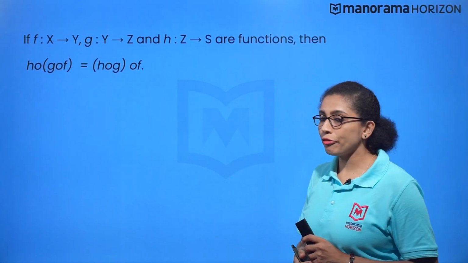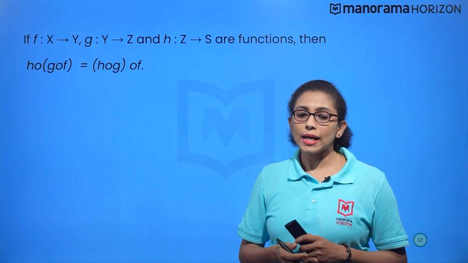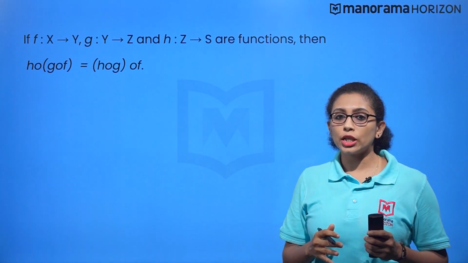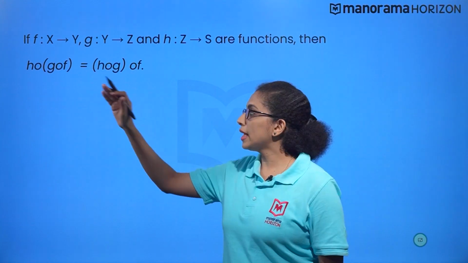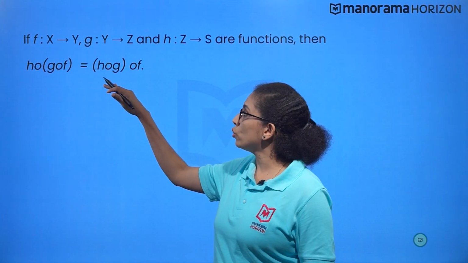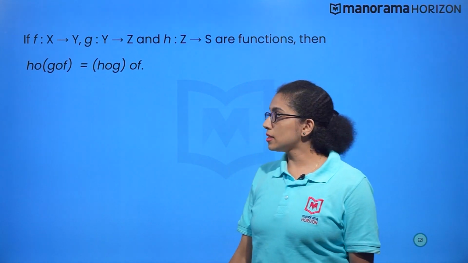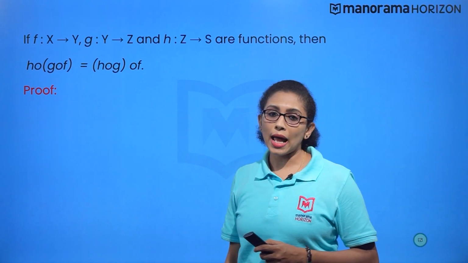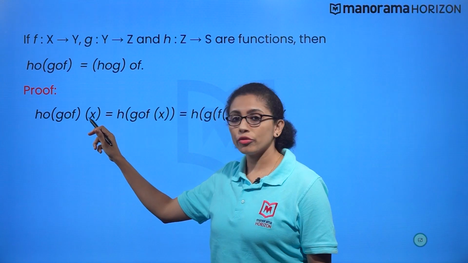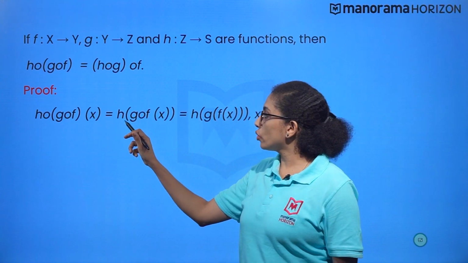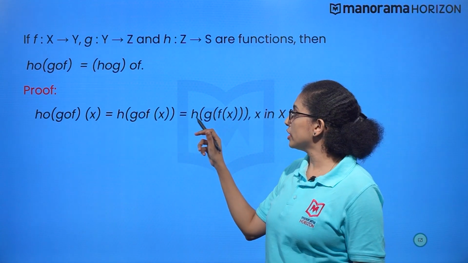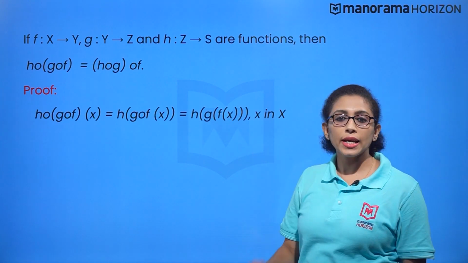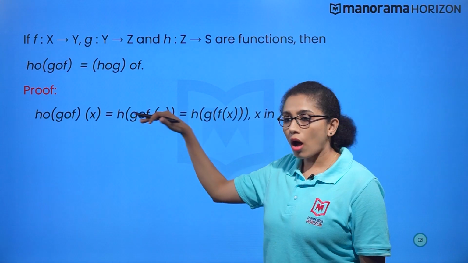First theorem, if f is a function defined from x to y and g is a function defined from y to z and h is a function defined from z to s are functions, then h of g of f is equal to h of g of f. Let's see the proof. According to the formula, h of g of f of x can be written as h of g of f of x, for all x in x. Going from outside.